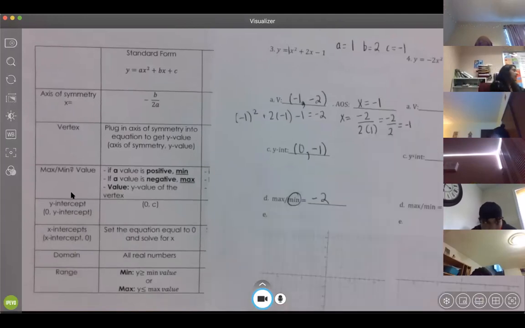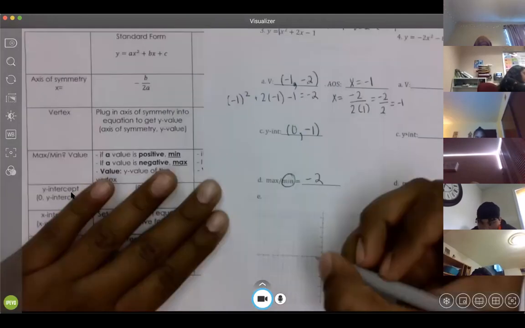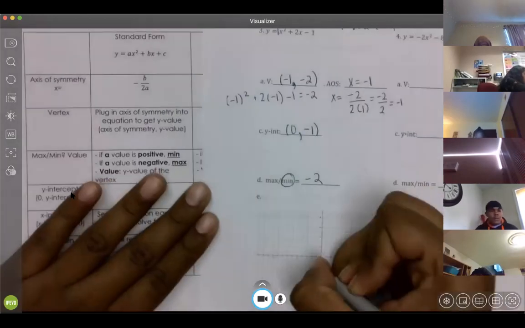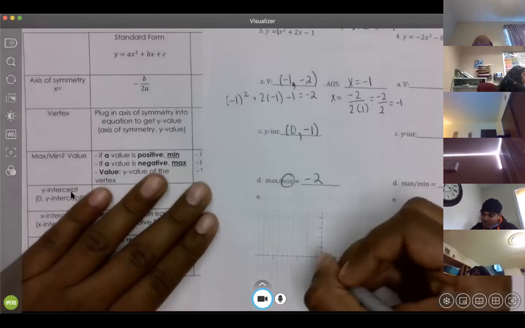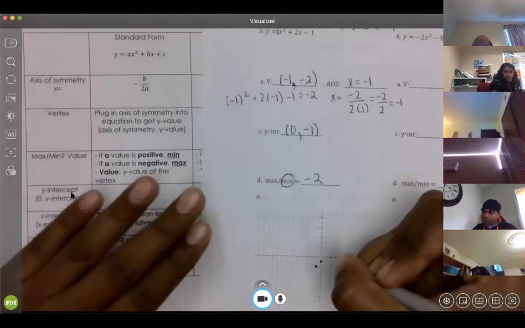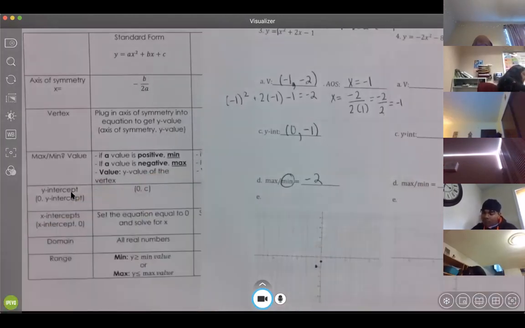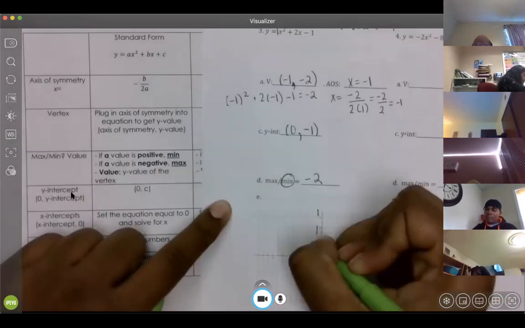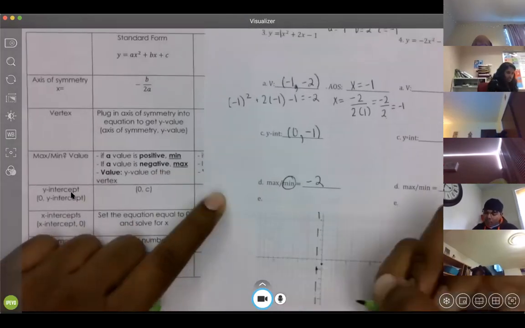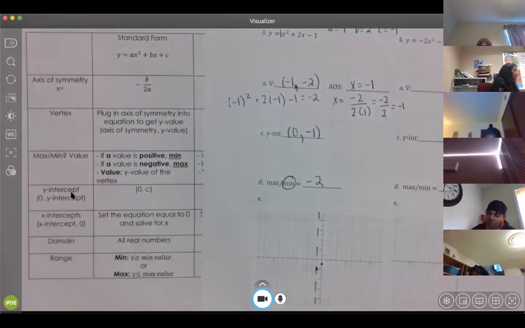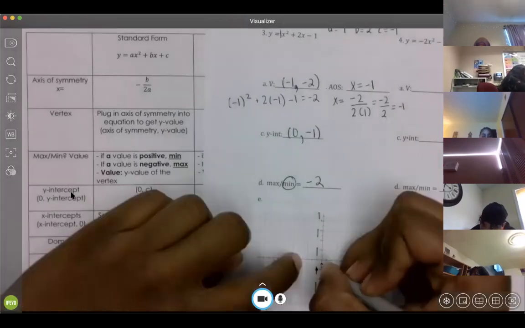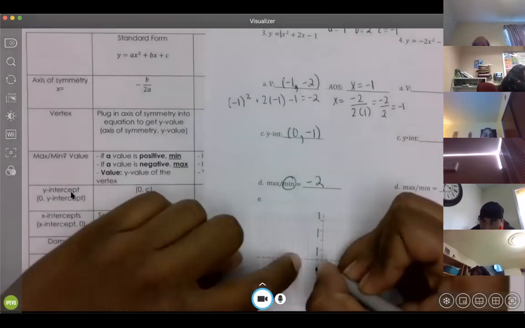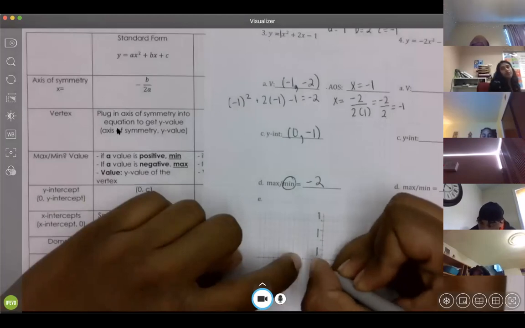All right, let's go ahead and plot then. So start with your vertex, which is at (-1, -2). Your y-intercept is at (0, -1). And then you're going to draw your axis of symmetry through x equals -1. It should go straight through the vertex. To get your third point, you're going to reflect that y-intercept over the axis of symmetry. So this time you're going to the right one to get your third point.